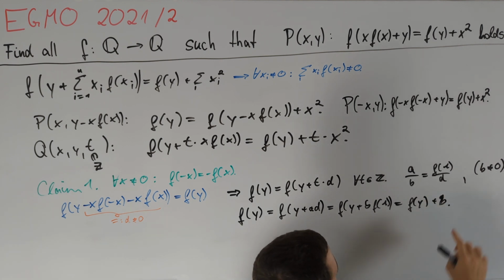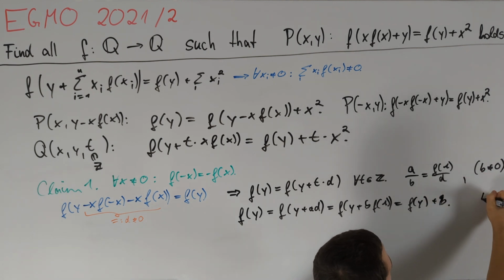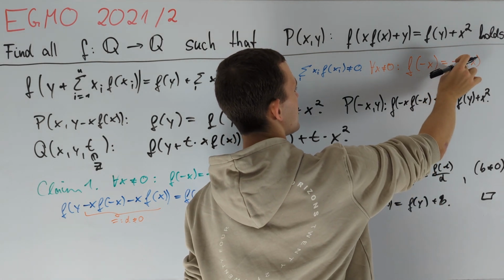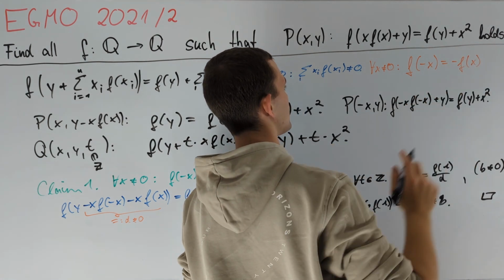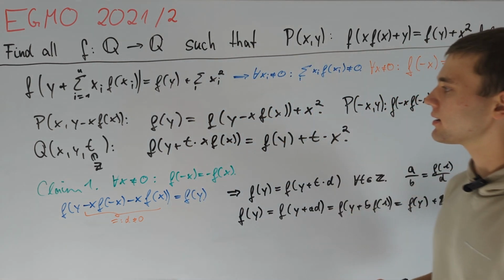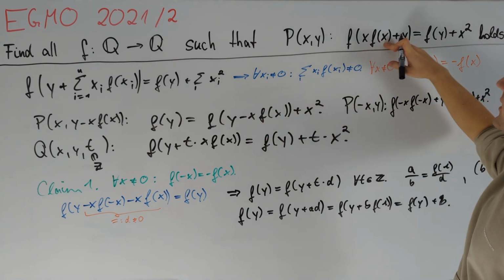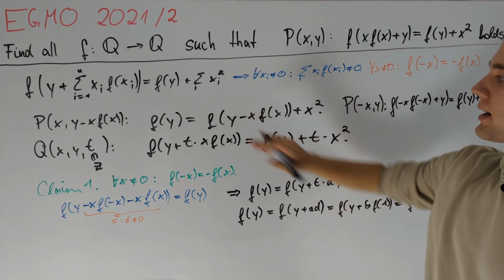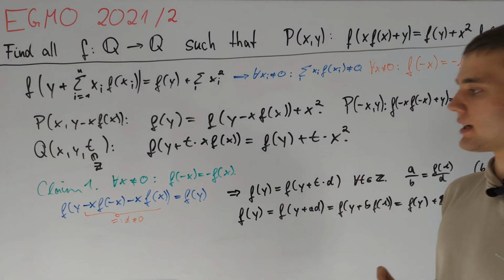And this is a contradiction to b not equal to 0, and therefore the claim is proven. Notice that we get f of minus x is equal to negative f of x only for x not equal to 0. But we can complete this in the following way. We have this and that equation where we have kind of opposite signs if we set y equal to 0, and this will help us out.